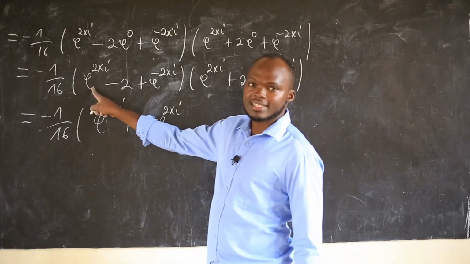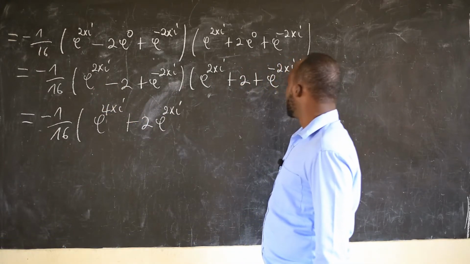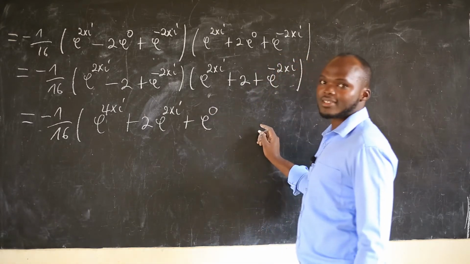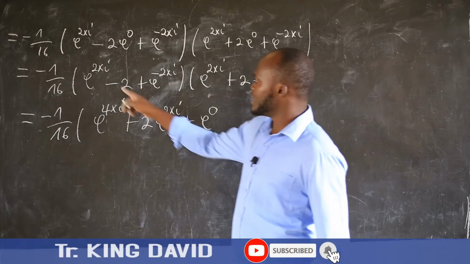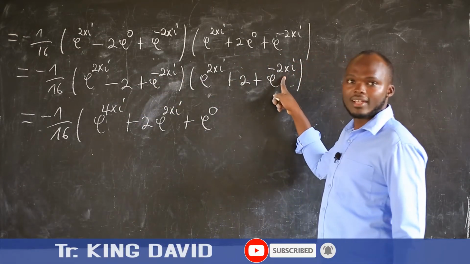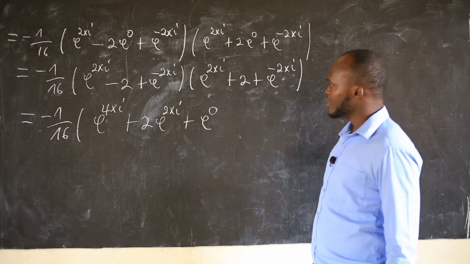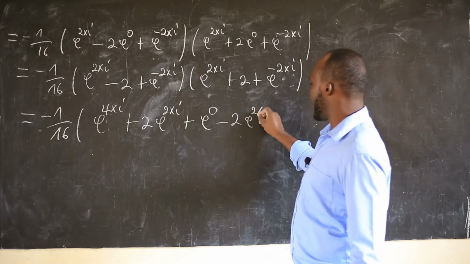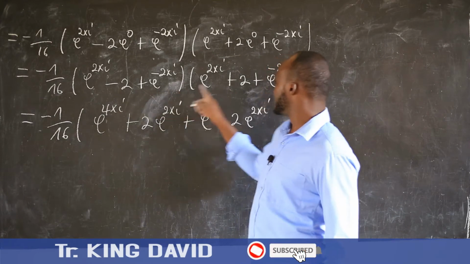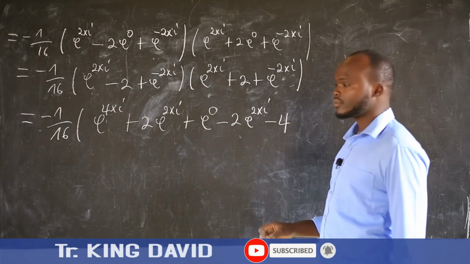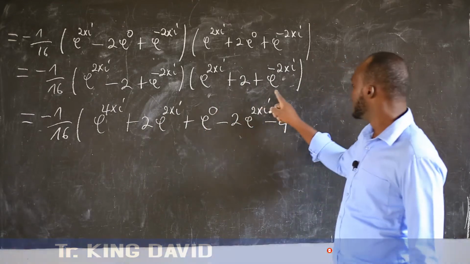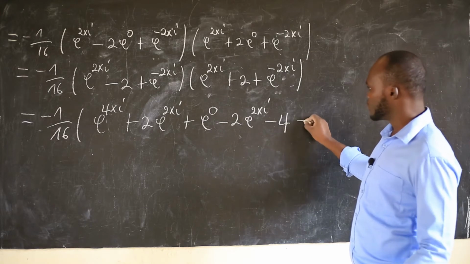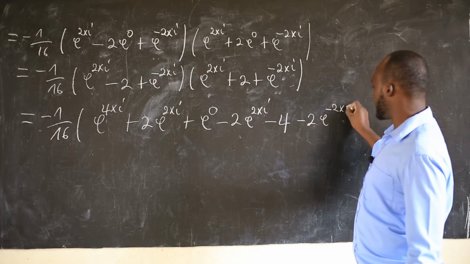Then, e power 2xi times e power negative 2xi, that is e power 0, because if we add powers, we get 0. 2xi minus 2xi becomes what? 0. Then, negative 2 times this, that is negative 2 e power 2xi. Negative 2 times 2, that is negative 4. Negative 2 times 2 e power negative 2xi becomes negative 2 e power negative 2xi.